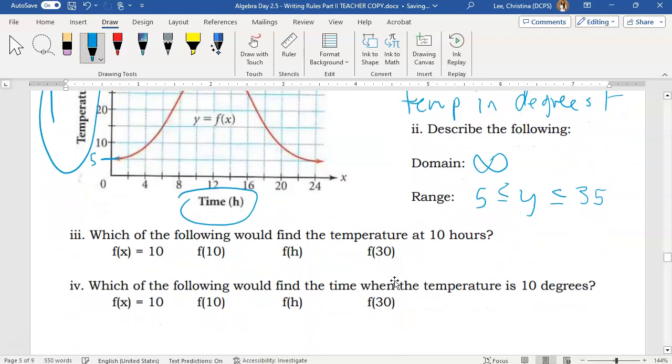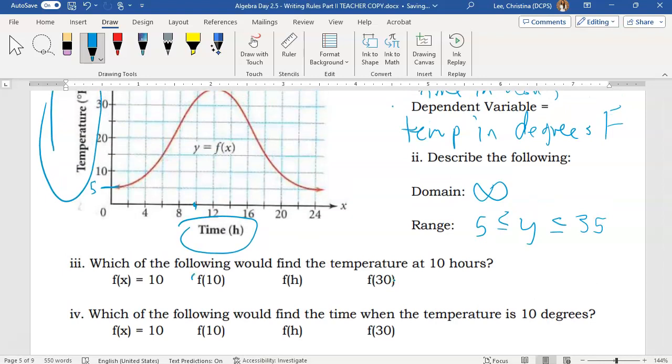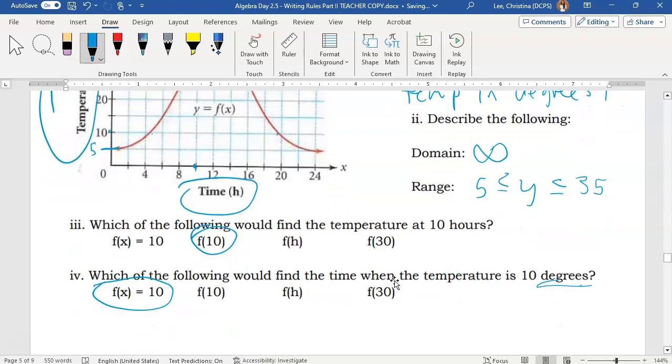All right? Then for this part, you're interpreting. If it's at 10 hours, which of the following represents this? So 10 hours is here, right? And so that's the input, so this represents the input. And then it says when it's 10 degrees is here, that's the output. So in this case, we're looking at that time in which it equals 10 degrees, which are 2 places on this graph. Okay?